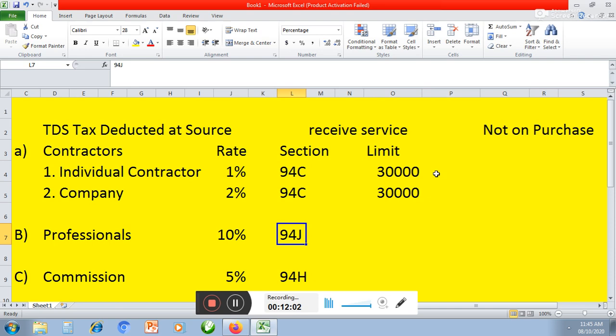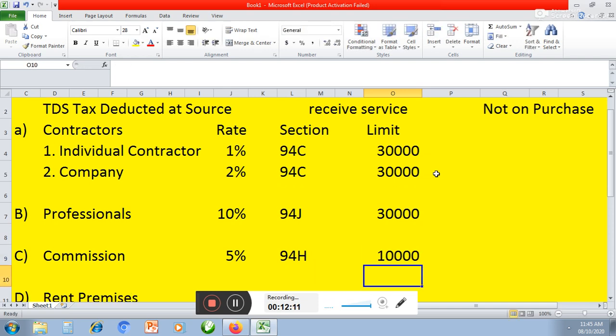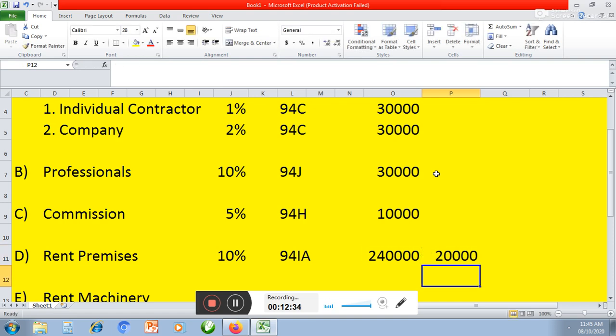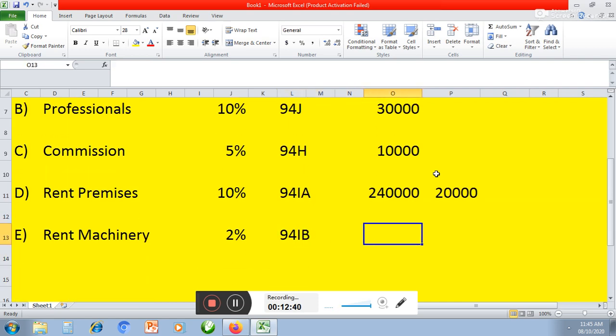Similarly for the professional, same thing, 30,000. Commission is 10,000. Rent of premises is 2,40,000. If I divide this 2,40,000 by 12, the number of months in the year, it comes to 20,000. So if the rent is more than 20,000 per month, then the TDS will be deducted. This is per year actually. For machinery, again 2,40,000, which is 20,000 per month.